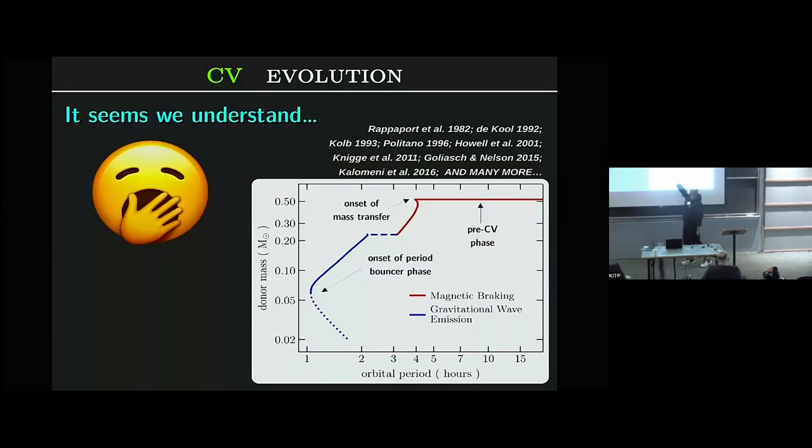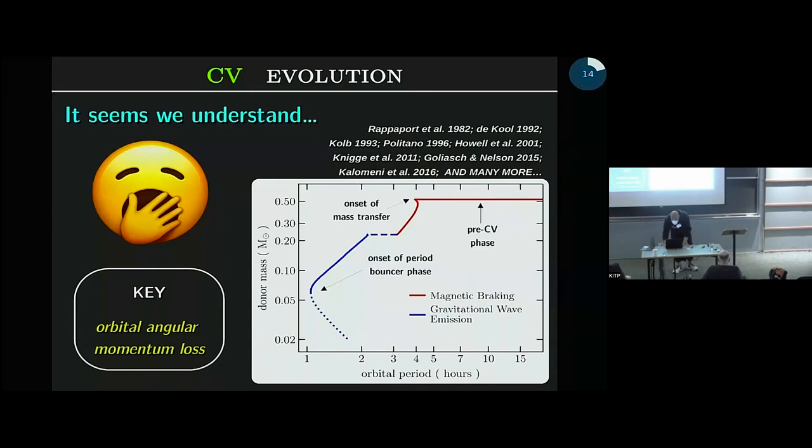And at some point, as the main sequence became fully convective, it will become a brown dwarf because it cannot sustain hydrogen burning anymore. Then at this point, the CV is called a period bouncer, because it's bouncing here, and the donor is a brown dwarf. So the orbital period is not decreasing anymore, but it's increasing in response to mass loss. So the key to understand CV evolution is orbital angular momentum loss. This is the key aspect. As I mentioned, this seems boring because it seems we understand, but in reality, we have several problems.